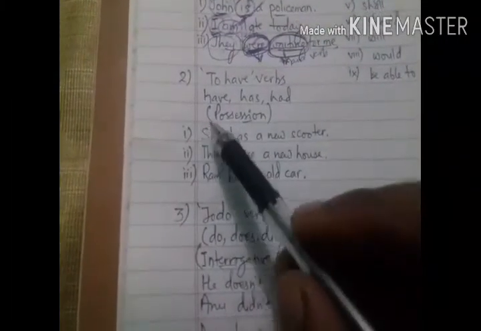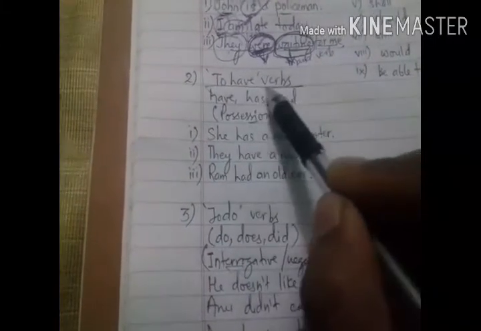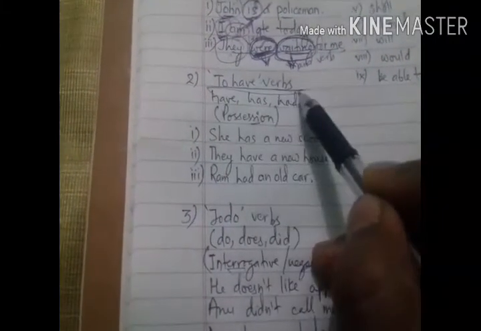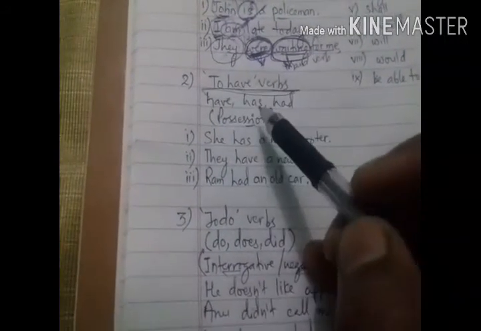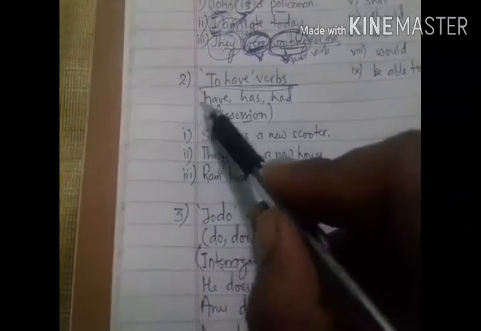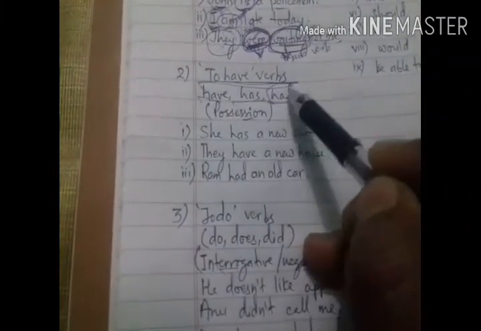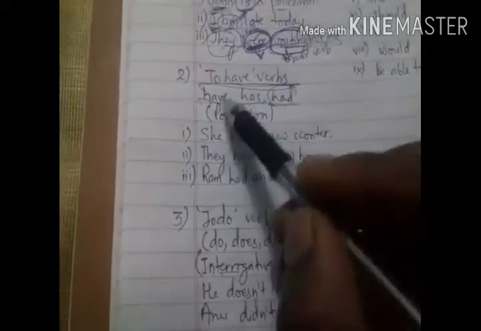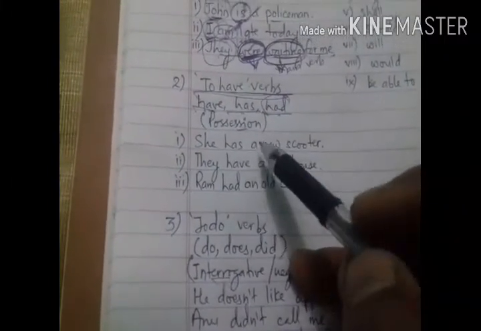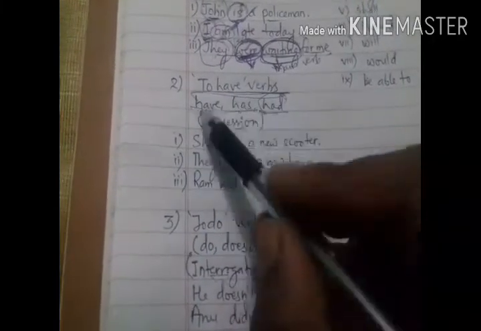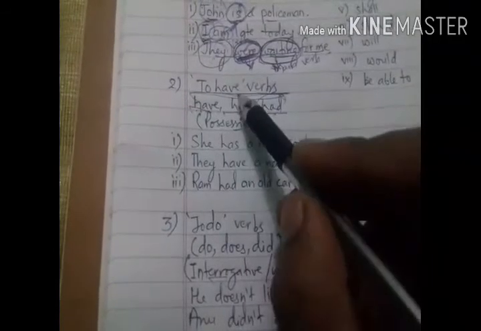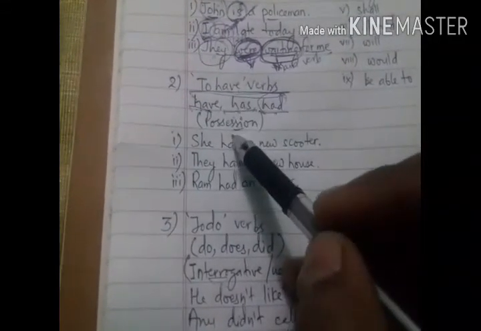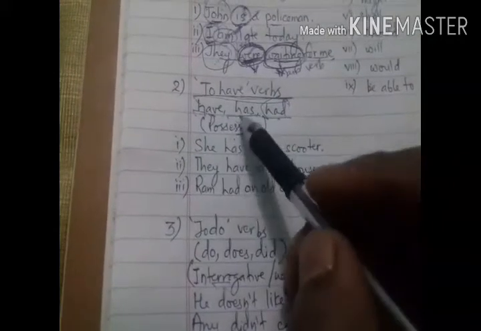Understood? Now come to the second group of the primary auxiliaries, that is to have verbs. To have verbs are again divided into different forms: have, has, had. Even having is also there. Understood? Have, has, had. These three verbs are used to show possession when they are used alone as the principal verbs in sentences. Okay, understood?